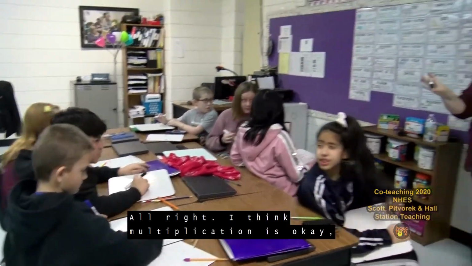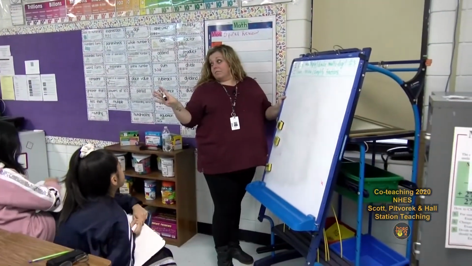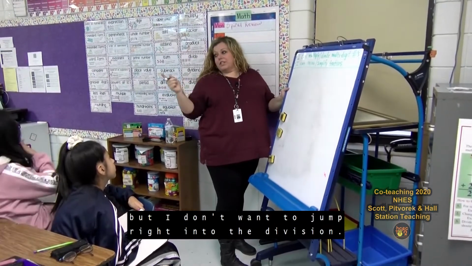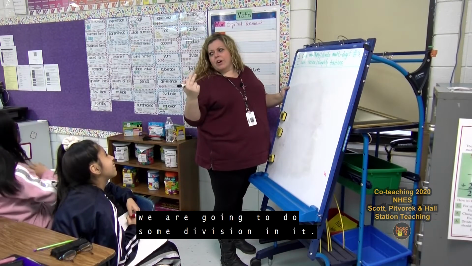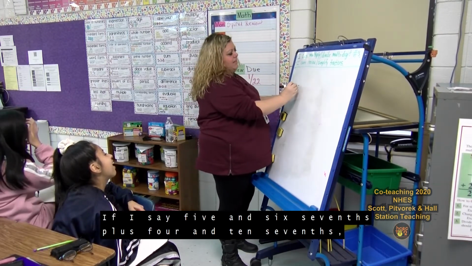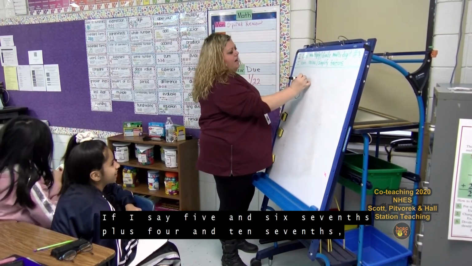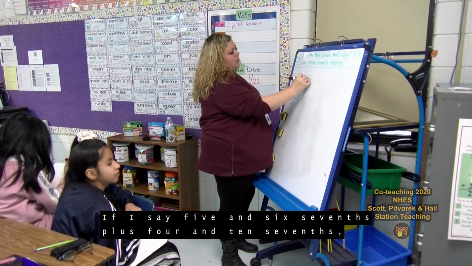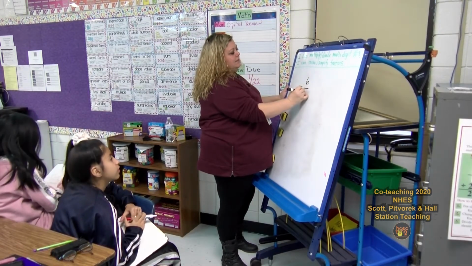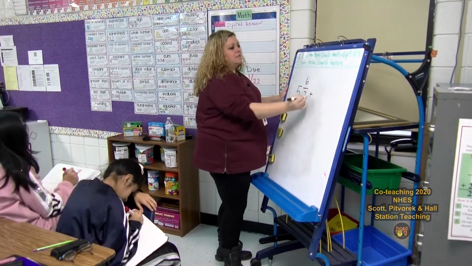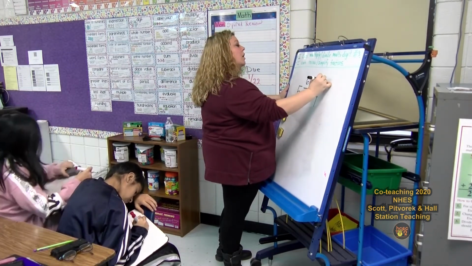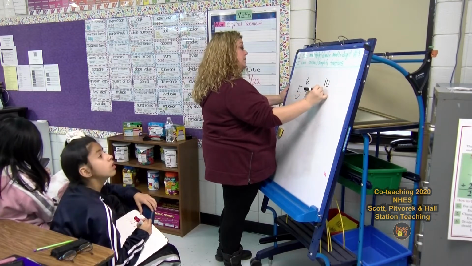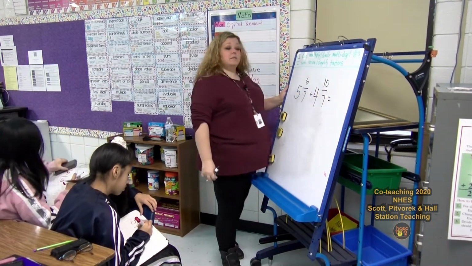All right. I think multiplication's okay, but I don't want to jump right into division. I want to try something else because we are going to do some division in it. If I say 5 and 6/7 plus 4 and 10/7, what do you get?